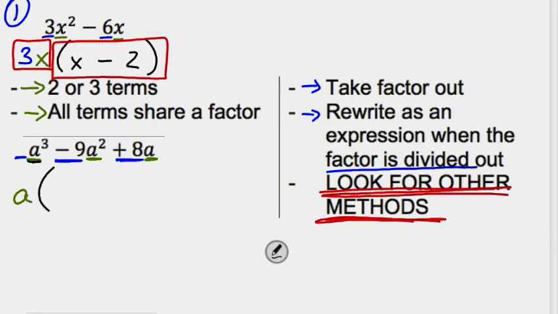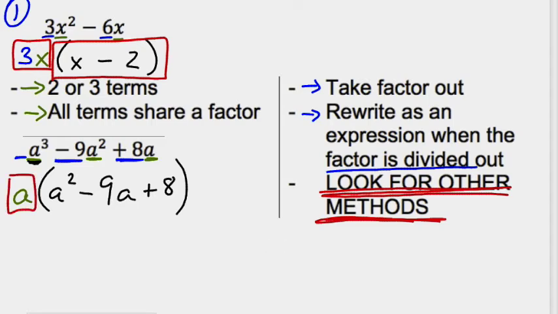Well, this a to the third divided by a is just a squared. Bring down the -9. A squared divided by a is just a. Bring down the +8. 8a divided by a is nothing. The a's cancel out. I'm just left with the 8. Now, here we have it. We have this a monomial. I can't do anything with that. But I can more fully simplify this.